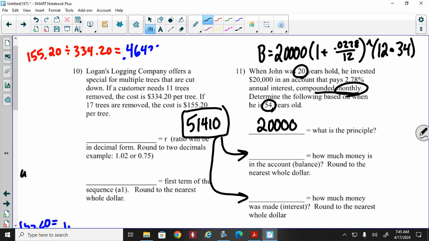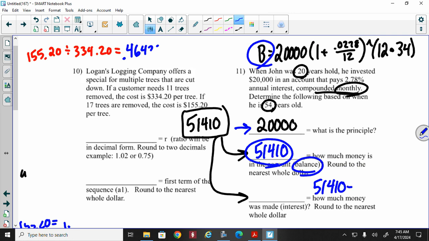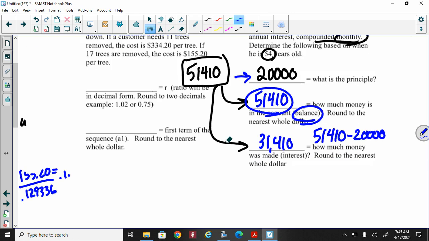All right. Well, first off, very simple. I'm just going to use the eyeball test. Balance, and my formula starts with the B. So that means this is going to be 51,410. Okay. So if I started with 20,000, I now have 51,000. A simple subtraction problem will tell me how much money I made, which is 31,410. Pretty simple.